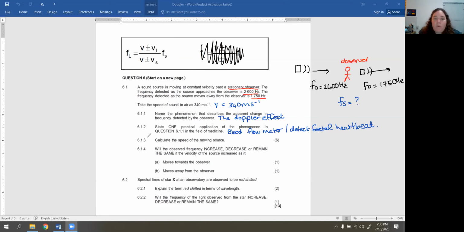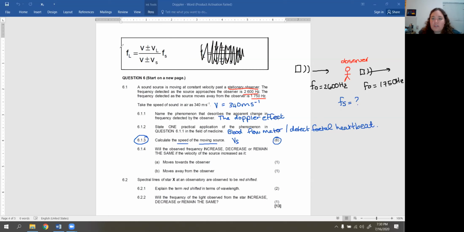Okay. Now we come to the very tricky question. How do we know it's very tricky? Because it's worth 6 marks. And that is to calculate the speed of the source. So we are looking for Vs. Now, I'm warning you right now, this question is nasty. The other thing that I'm warning you about is that you are going to work it out using simultaneous equations.